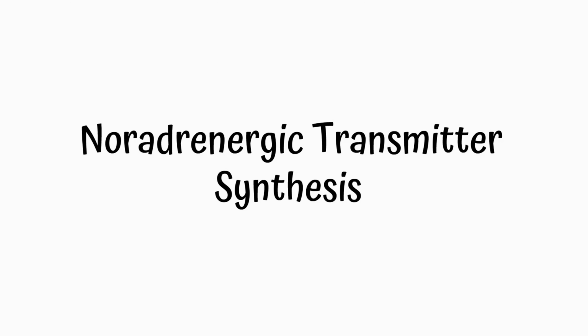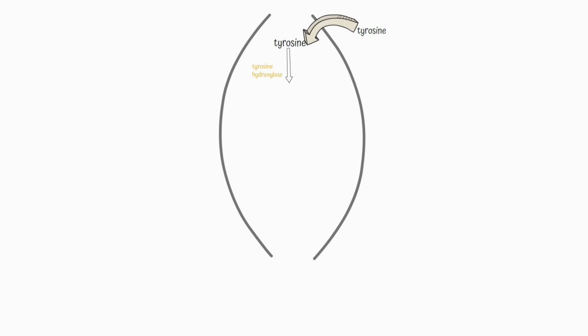Noradrenergic transmitter synthesis. Inside the presynaptic adrenergic nerve terminal, tyrosine is taken up, which is converted by the enzyme tyrosine hydroxylase into DOPA. This is the rate limiting step. DOPA is further decarboxylated into dopamine, which is taken up by the vesicular monoamine transporter into the vesicles, where it is further hydroxylated into norepinephrine.